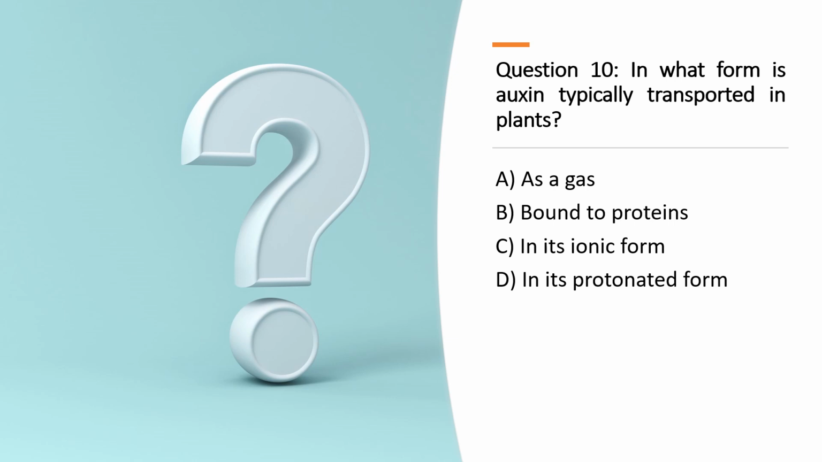Although auxin can lose a proton to become its ionic form, the ionic form of auxin cannot cross the membrane easily. So the primary form of transport across the cell is the protonated form, not the ionic form.